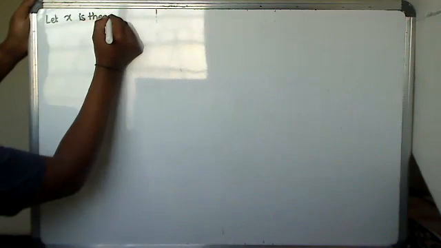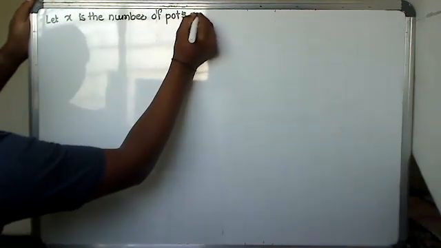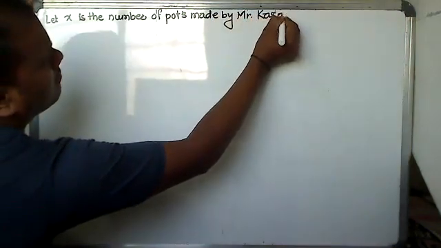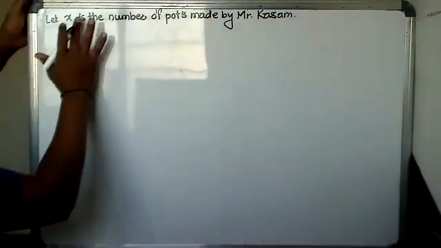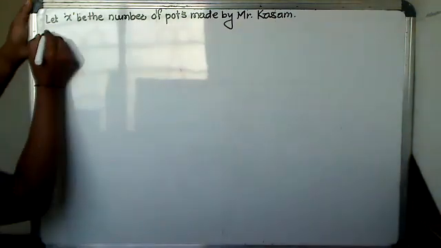Likewise, now to solve this example, we have to assume that the number of pots he makes per day is X. So let X be the number of pots made by Mr. Kasam.